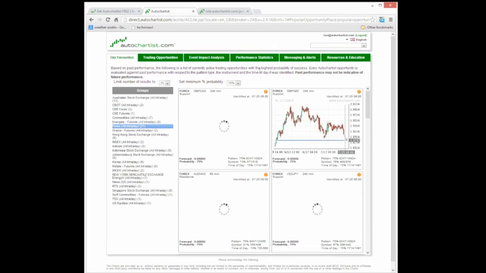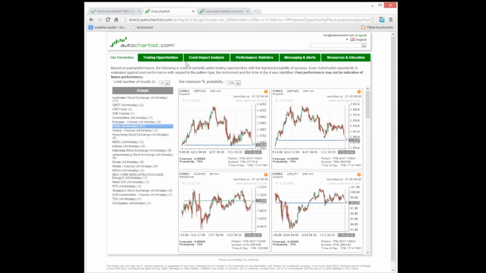And what Autochartist does is that it merges what we've seen in the trading opportunity section together with the performance statistics section, and provides you with the opportunities in the market right now that have, in our mind, a 70% or higher probability based on past performance, over the past 6 months' performance. Again, I have to stress, past performance is not indicative of future performance, all right? So this is based on past performance.